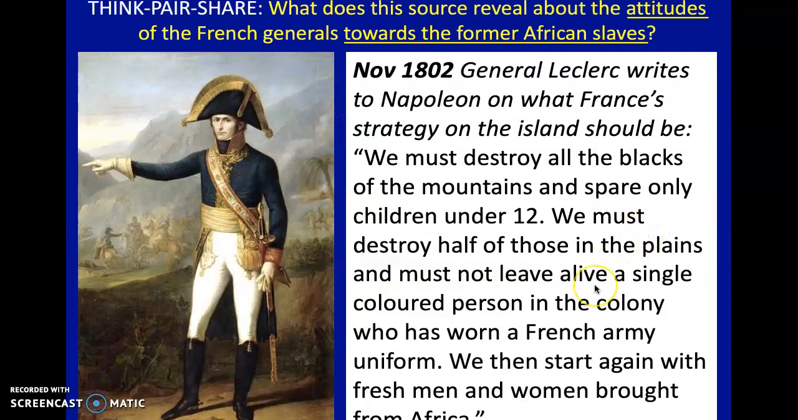All right, so what I want you to do, have a look at this source, and I want you just to read it carefully. This is Charles de Clercq, you see there, looking very solemn and pointing somewhere in the distance, I'm not sure where.